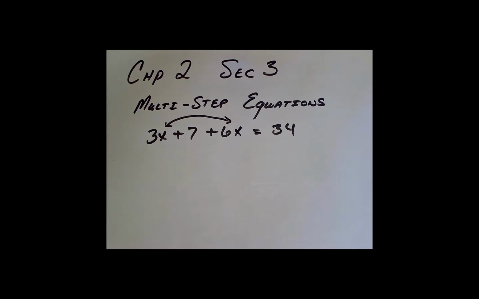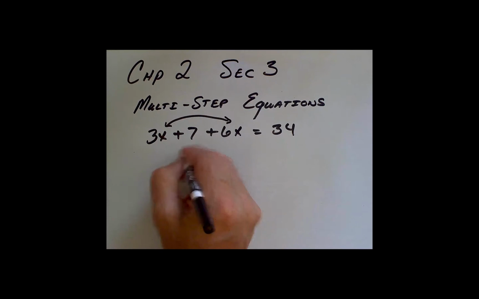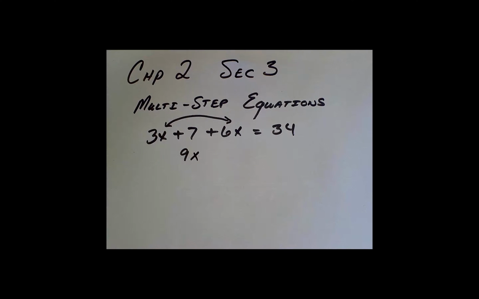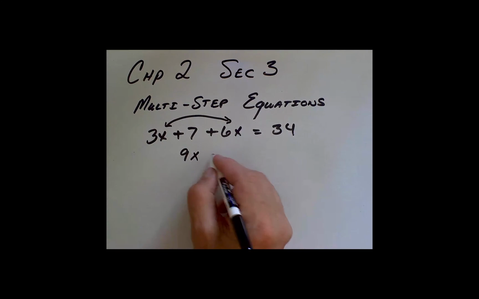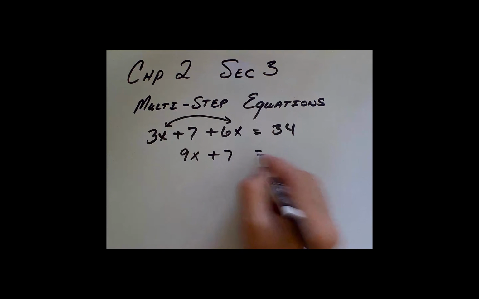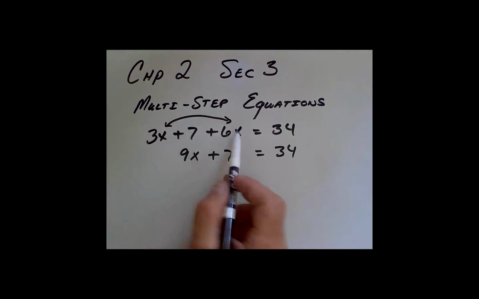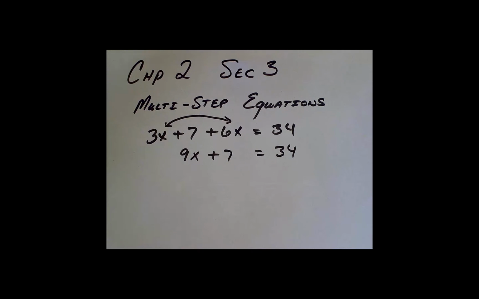These are like terms. So we would add the coefficients out front, 3 plus 6, which is 9, and put the like term behind it. We can bring our plus 7 in and say equals 34. All we've done from this step to this step is combine our like terms. Now this looks like something that you've worked with before.